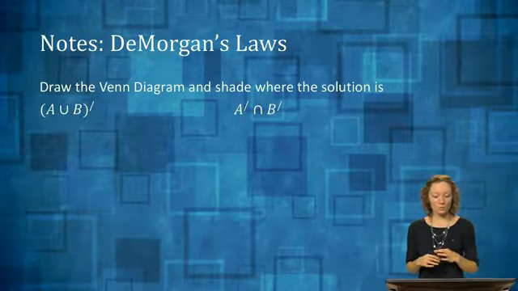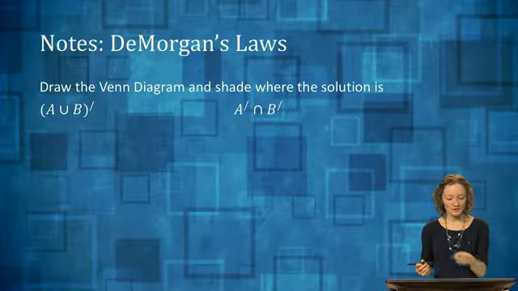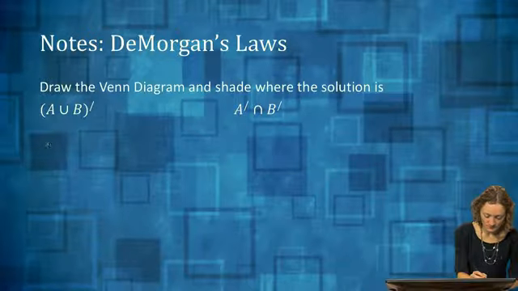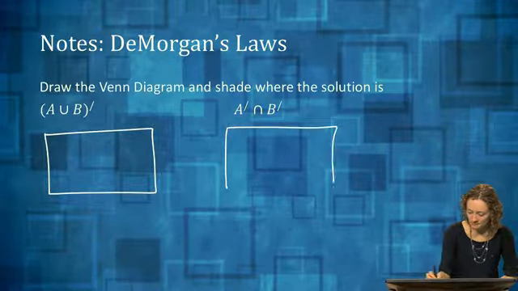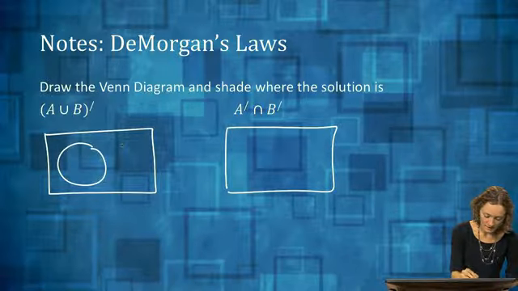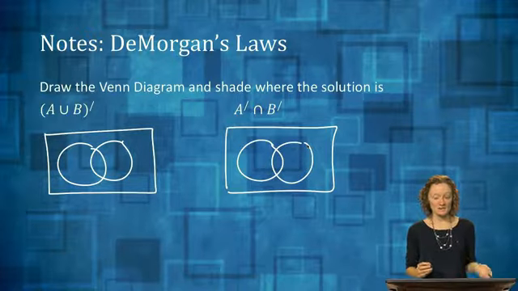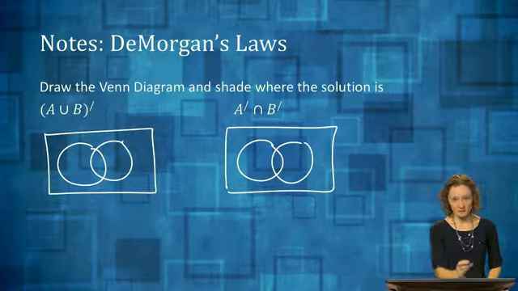Okay, so we're going to use this visualization to prove De Morgan's law. Let's draw the Venn diagram and shade where the solution would come from for each of these. So we have two sets in both pictures, A and B, so I'll set them up the same. And then ultimately we're going to shade where the solution would come from. So in the first one we have A union B complement.